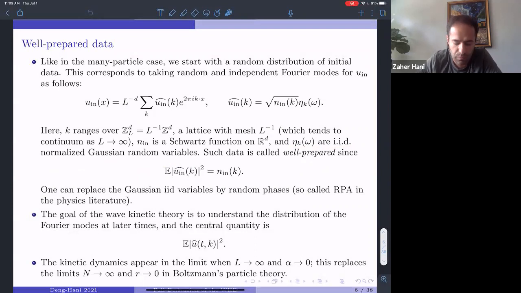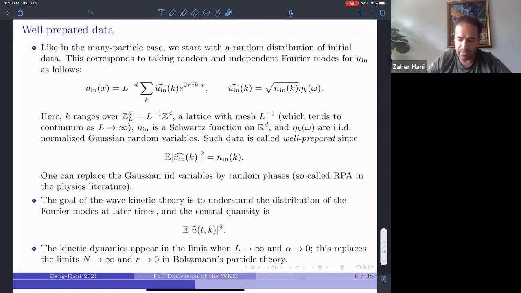This is another thing that we pointed out last time, that we don't really need to take them to be Gaussian. They could be random signs, for example. There's a level of freedom in choosing those IID random variables, but for definiteness and completeness, we take them to be IID normalized Gaussian random variables. This will be our notion of well-prepared initial data. The reason why this is called well-prepared is that if I take the expected value of u hat initial squared, this is given by n initial of k. Here n initial will be the initial data of the wave kinetic equation, and it will be a Schwartz function on R^d. Okay.